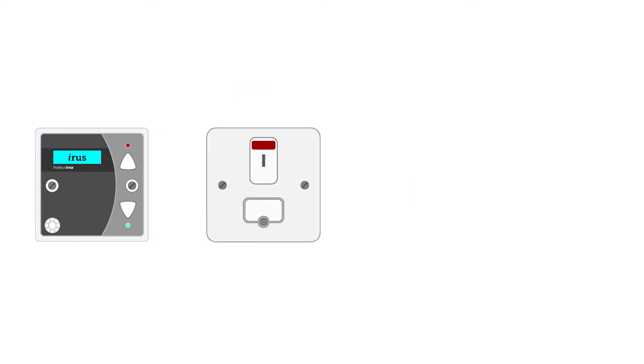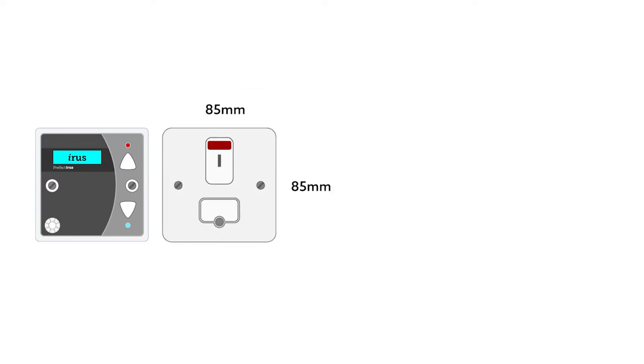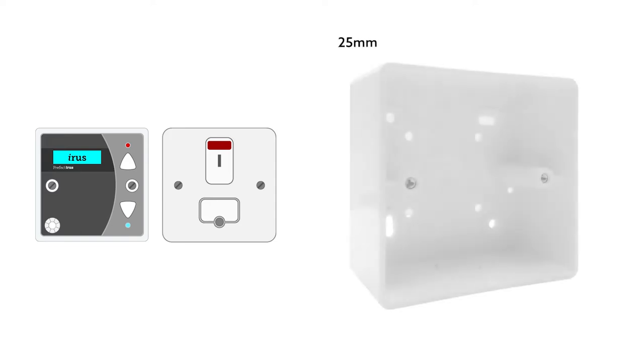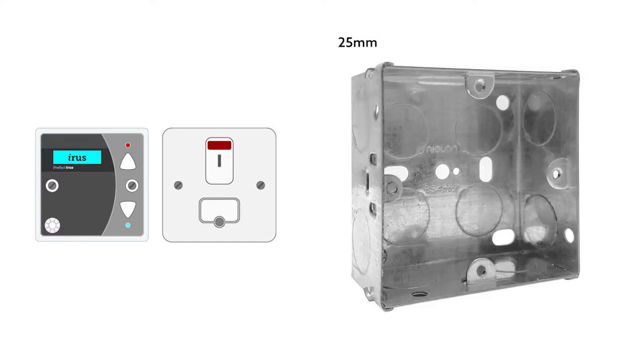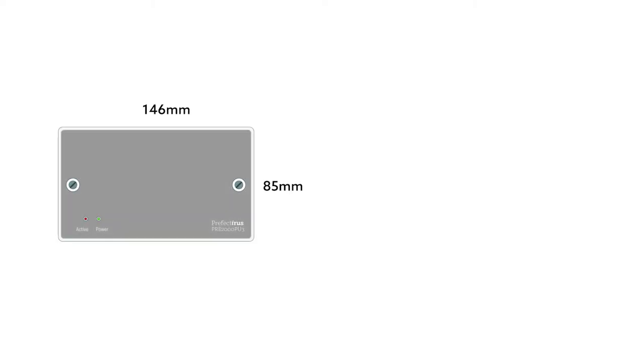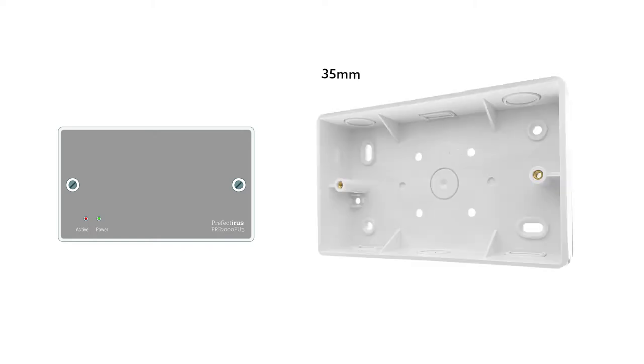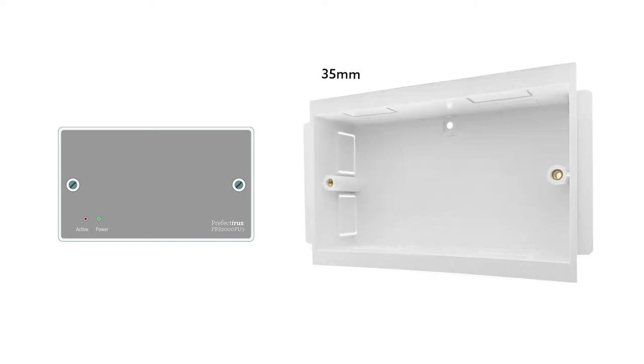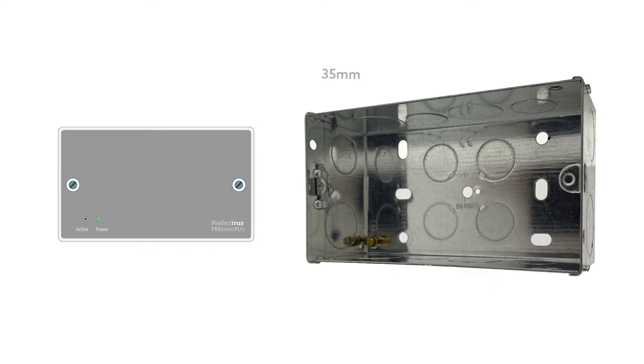The dimension of the control unit and the key switched fuse spur is 85mm square. They are a standard single gangplate size and require a 25mm deep surface Patress, dry lining plastic box, or metal sunken box with two mounting points. If they have four lugs, remove the top and bottom ones. The power unit dimensions are 146mm by 85mm and it is a standard double gangplate size. It requires a 35mm deep surface Patress, dry lining plastic box, or metal sunken box, with two mounting points.